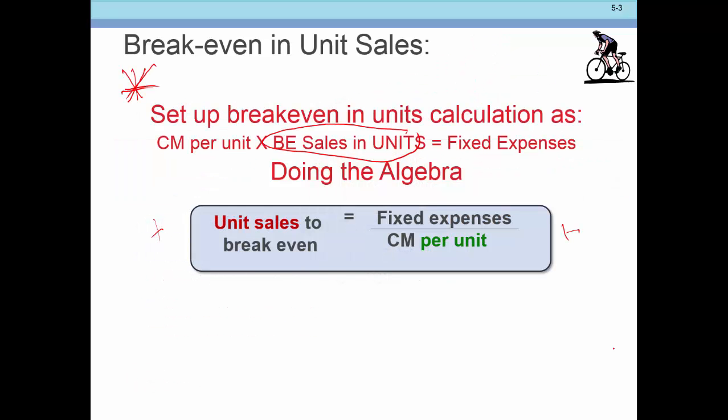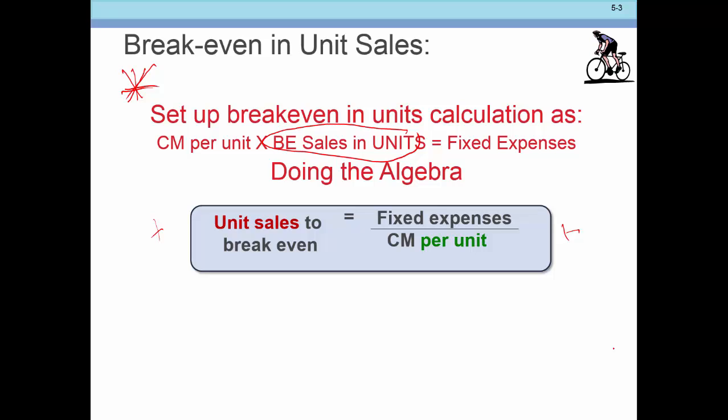Now, just taking a look as to how we set up a break-even analysis, okay? And again, the way I set these up, I say my contribution margin per unit times my break-even sales in units. This is frequently the unknown in these questions, right? Because they want to say, well, how many units did you need to break even? I set that up equal to my fixed expenses, fixed costs, whatever, and then I simply do the algebra, which is to do what? To get my unit sales, take my fixed cost and divide it by my contribution margin per unit, right? And that will give me my break even in units like we saw on that previous example.